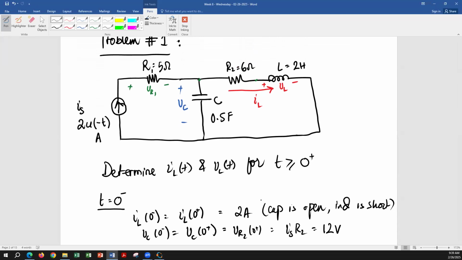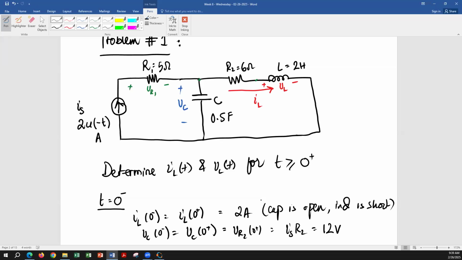For R1, I put down the voltage VR1 right there. You can see on the circuit that this voltage is not equal to VC. If you run KVL in the loop on the left side, the voltage across the current source equals VR1 plus VC. So VR1 and VC are not equal.